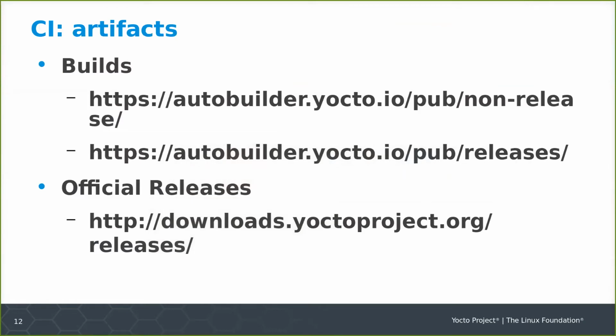When we do an official release, we'll pull stuff from the release area itself and put it on the official downloads page for the Yocto Project. So the one on the Autobuilder is more of a staging setup, and the downloads page is the more official one.